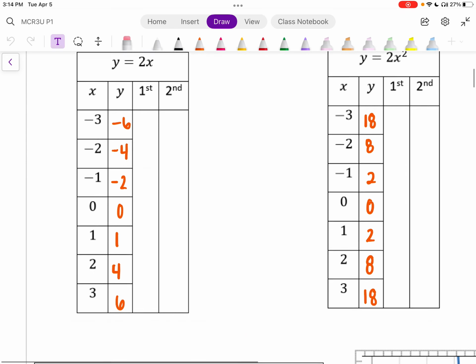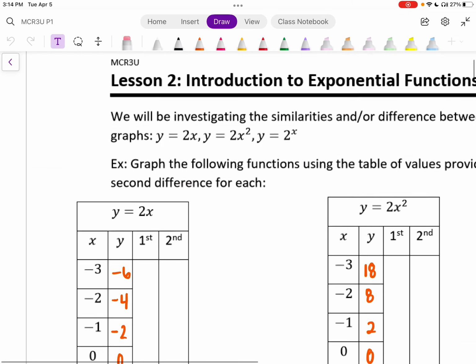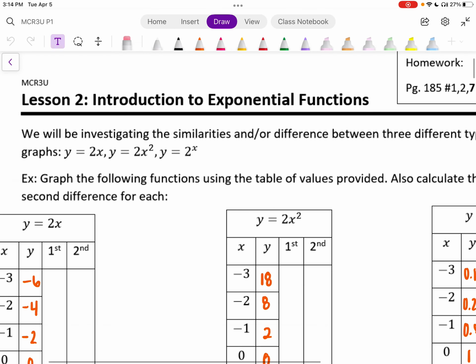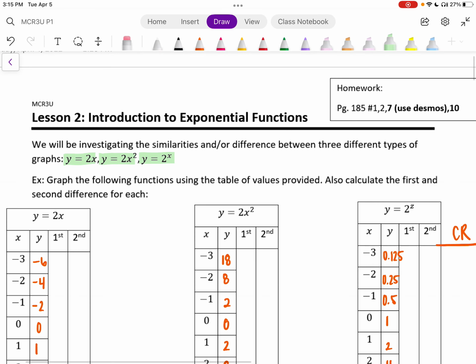So we're going to get started with our first investigation here. We're going to be looking at three functions, the similarities and the differences between y equals 2x, y equals 2x squared, and y equals 2 to the power of x. It says to graph each of the functions using the table of values provided or using Desmos. I personally use Desmos, and I did a table of values just so that you could see them, but I just wanted a rough graph, and also calculate the first and second differences for each.